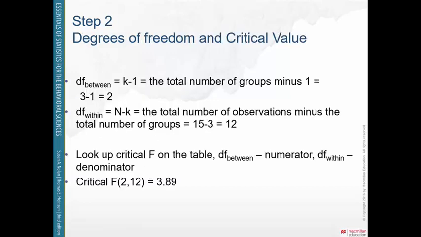Degrees of freedom, if you recall, we've got to find degrees of freedom for the between group measure of variability and degrees of freedom for the within group measure of variability. For degrees of freedom between, our formula is k minus 1. K is the total number of groups. In this case, we have 3 groups minus 1, which is 2.